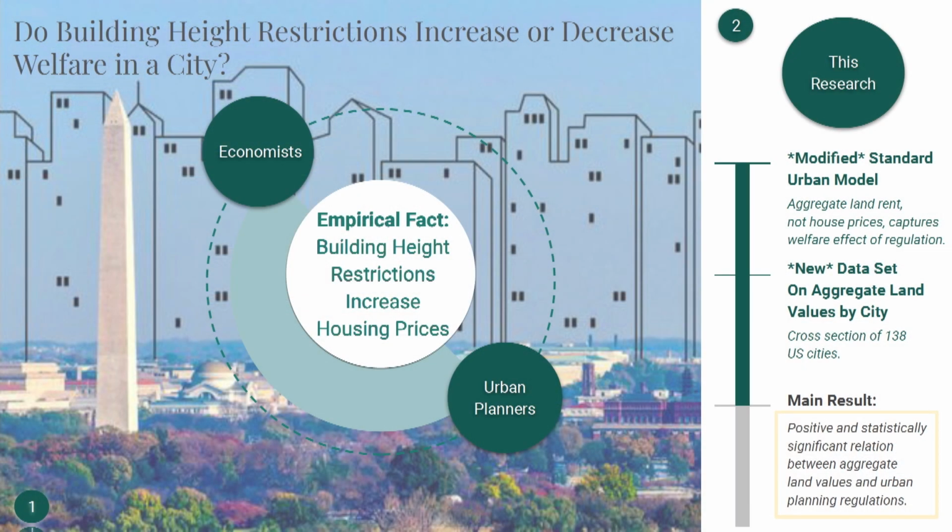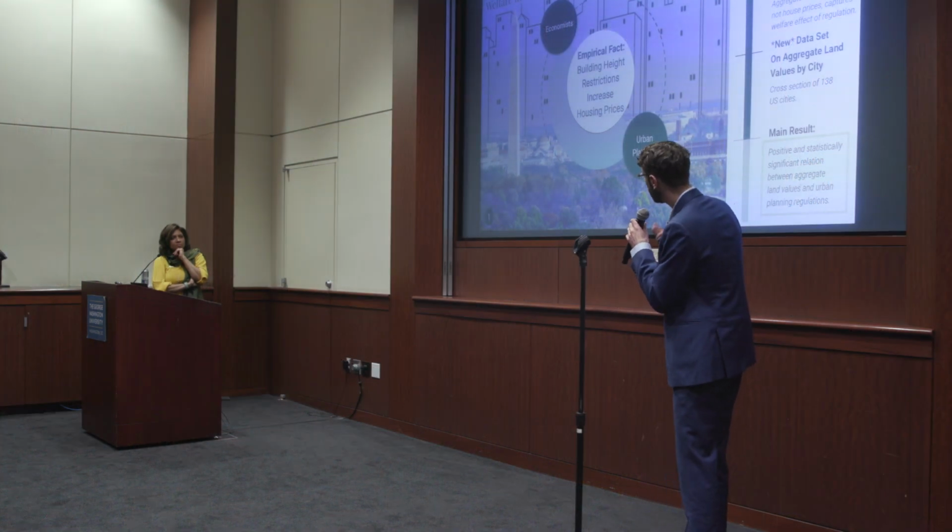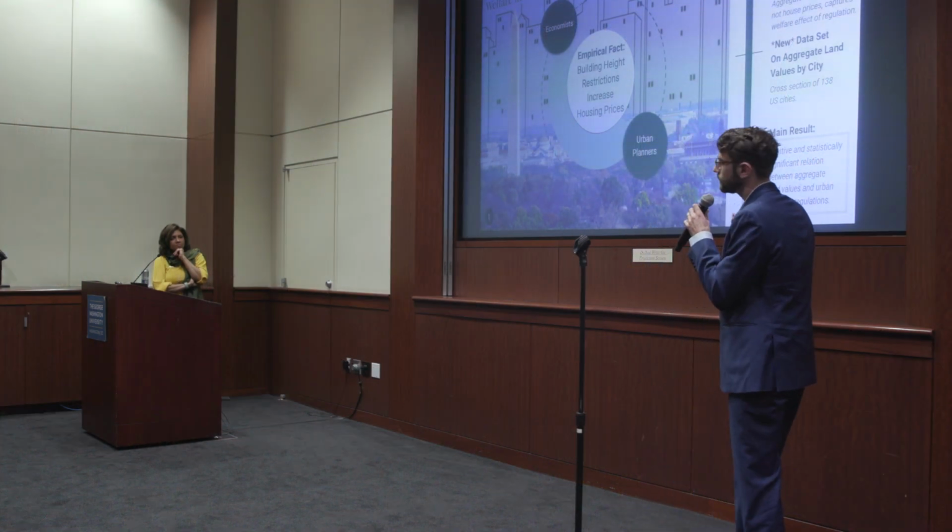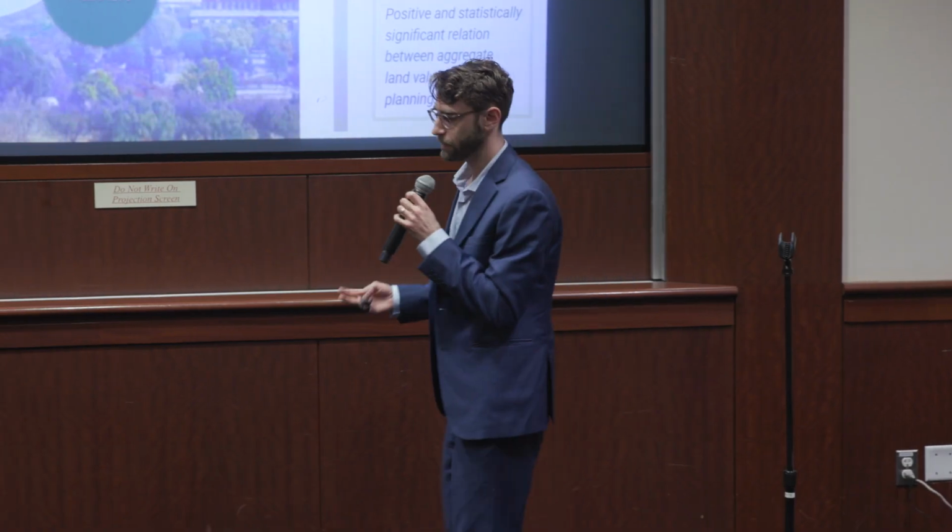Economists who often argue against building height restrictions say that this represents a decrease in the supply of housing. Building height restrictions decrease the supply of housing with little to no added benefit. It's just a cost imposed on society. Urban planners, on the other hand, tend to argue for building height restrictions and say that building height restrictions actually create a neighborhood quality effect. They increase the attractiveness of a city because they provide residents with better access to sunshine, better airflow, and better views overall. Now, my research tries to settle this dispute using two innovations to the economic literature.